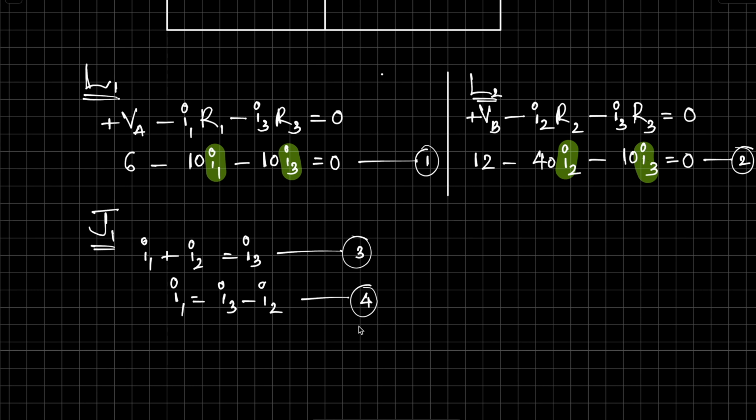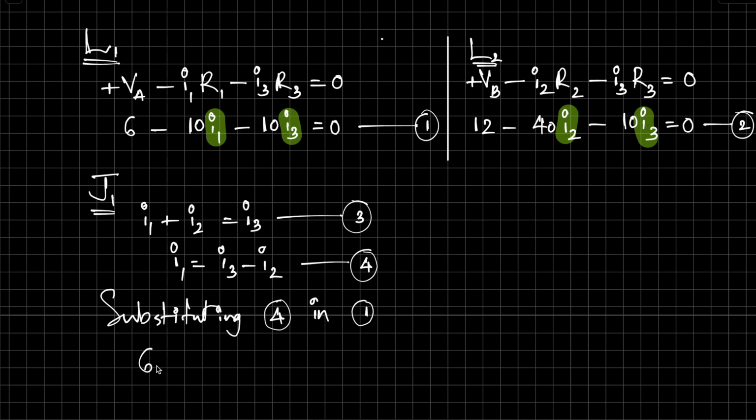I'm going to substitute equation number 4 in equation number 1. I'm going to replace I1. That will make it a two variable problem. So 6 minus 10 I1. I1 is I3 minus I2, right? I'm going to replace I1 with I3 minus I2. 6 minus 10 times (I3 minus I2) minus 10 I3 equals 0.